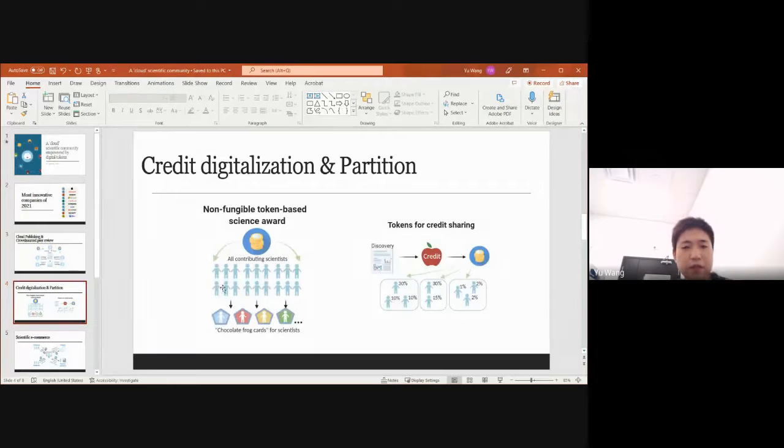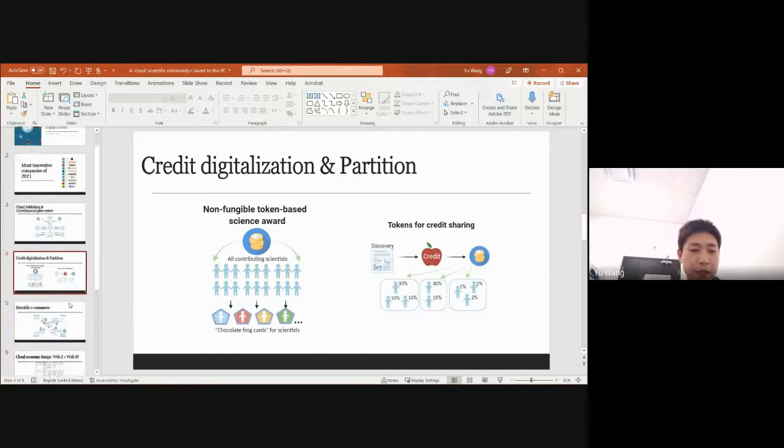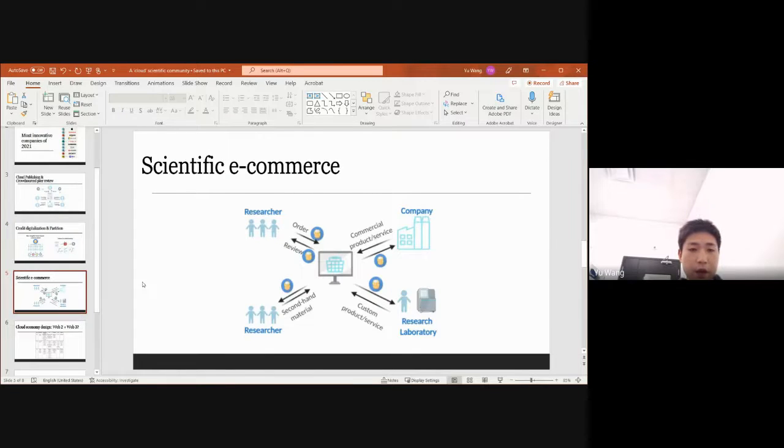So basically, this is the fun part: the science award, and also the tokens for credit sharing. And the third part is the e-commerce. We are very familiar with e-commerce already because we use Amazon every day. We purchase stuff on Amazon, we trade stuff on eBay. But we don't really have such systems for scientific products.